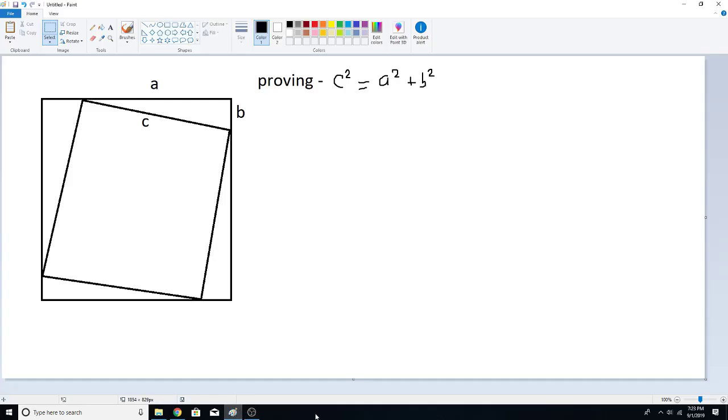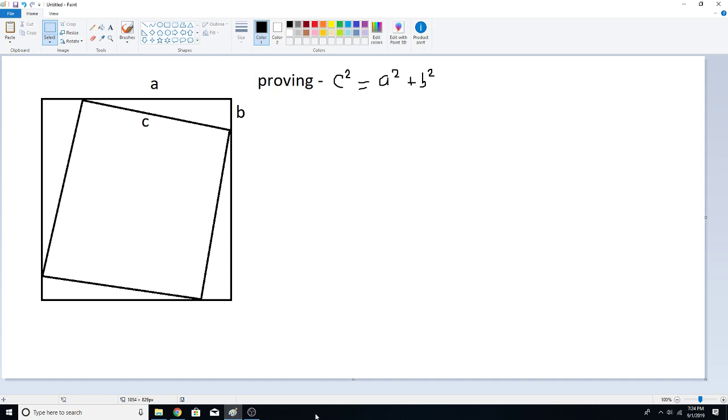Hello guys, I'd like to today prove Pythagoras using predefined principles like maths. So yeah, let's get to work doing it.